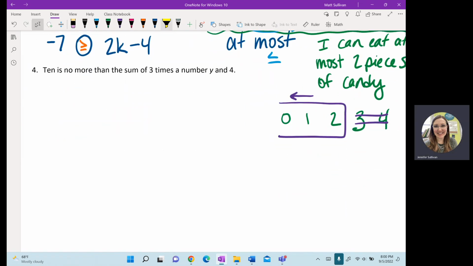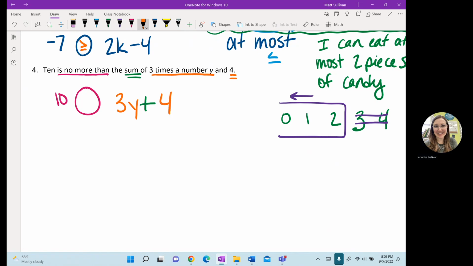Oh, but then I gave you another one. Check this one out. It's another way of talking about inequalities that gives us different wording. 10 is no more than the sum of 3 times the number y and 4. Okay, well, let's start from the left. 10 is no more than, okay, well, let's just put a circle. We'll fill in our symbol in a minute. The sum, that tells me I'm going to be adding something. What am I adding? 3 times the number y. Okay, so 3y. And I'm adding 4.